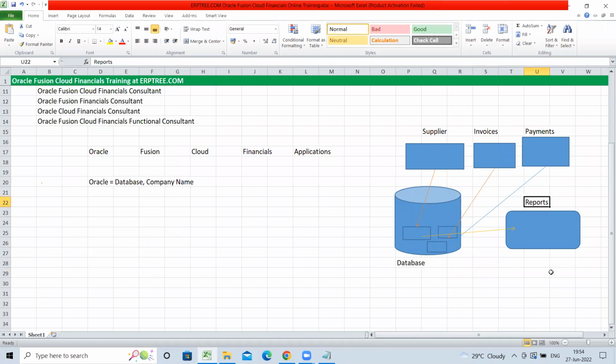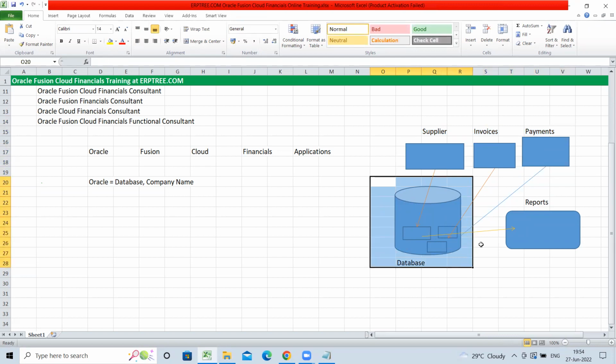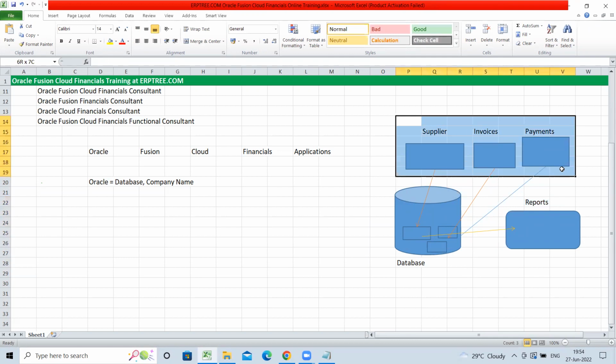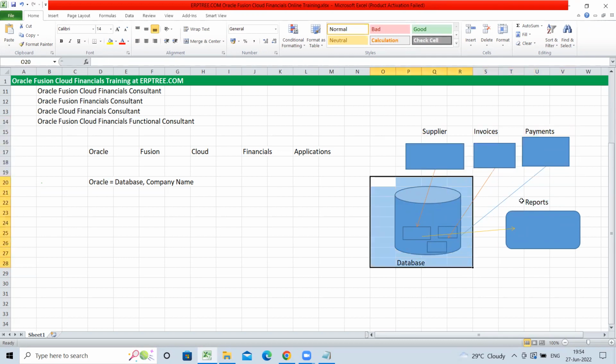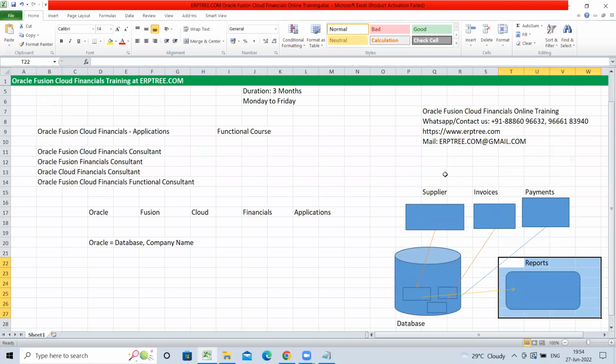To store the data in the database, we are using the pages, and to view the data which is available in the database, we are using the reports. So now we have a database, and to store the data in the database, we are using the pages. And whatever the data we are storing in the database, to view the data, we are using the reports. The combination of the pages, database, and reports, we call as an application. That is the meaning of application.